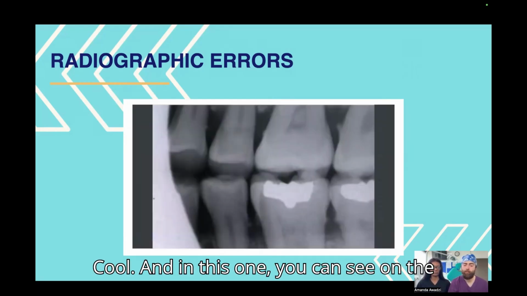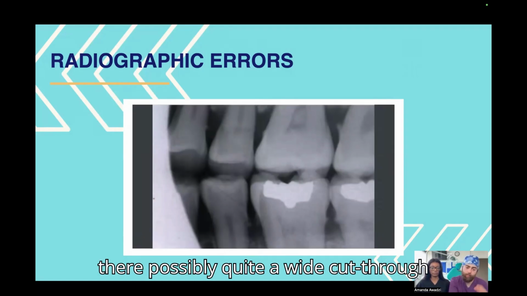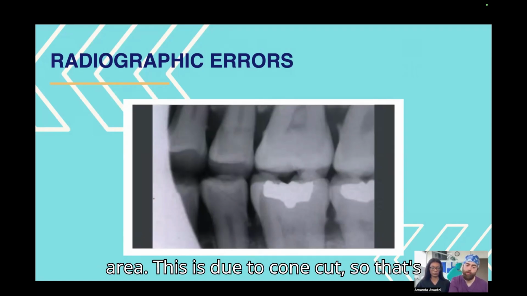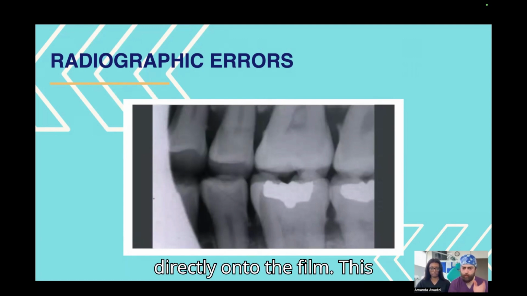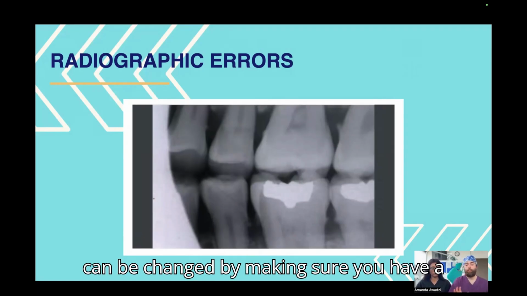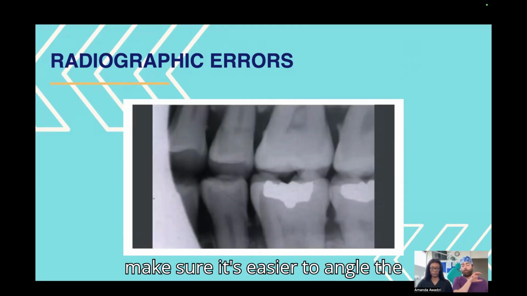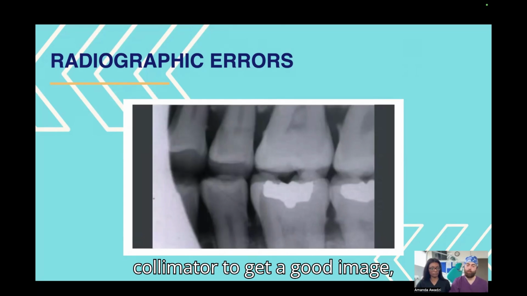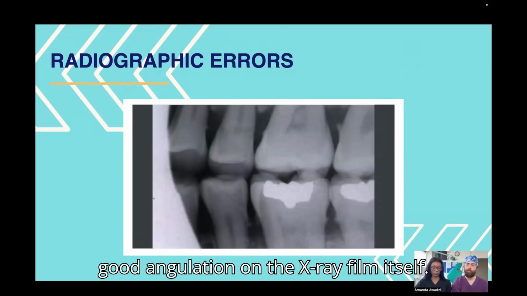Cool. And in this one, you can see on the left-hand side of the bitewing, there appears to be quite a white cut-through area. This is due to cone cut, so that's mainly due to the collimator not being directly onto the film. This can be changed by making sure you have a ring around your X-ray film holder to make sure it's easier to angle the collimator to get a good image, good angulation on the X-ray film itself.